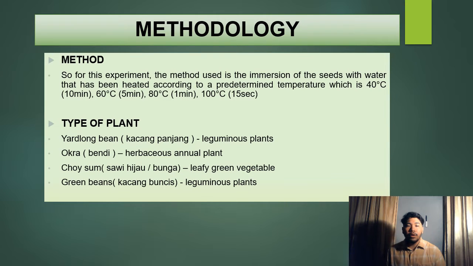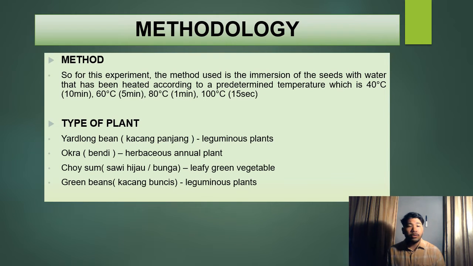So we're moving on to the methodology that is being used for this experiment. The first one, the method. For this experiment, the method that I use is the immersion of the seeds in water that has been heated according to predetermined temperatures, which are 40 degrees Celsius for 10 minutes, 60 degrees Celsius for 5 minutes, 80 degrees Celsius for 1 minute, and 100 degrees Celsius for 15 seconds.